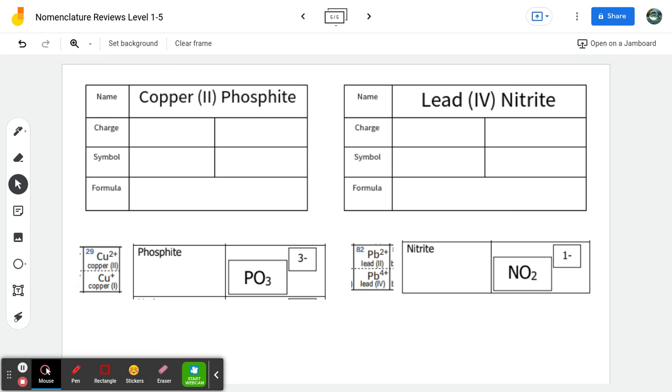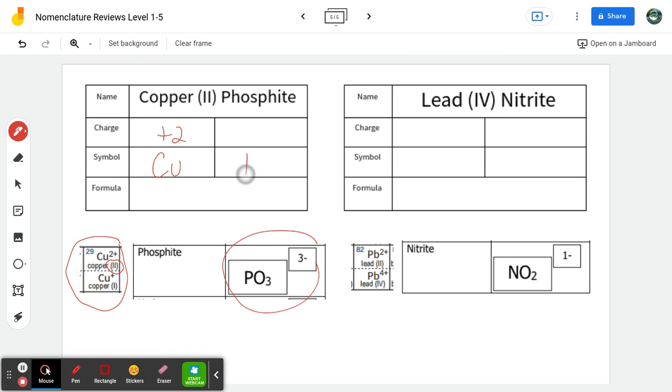All right, now we're going to do copper 2 phosphite. Copper has two choices, and we want to pick the one that has a 2 with it. So that one is going to be +2. Roman numeral 2, II stands for +2.